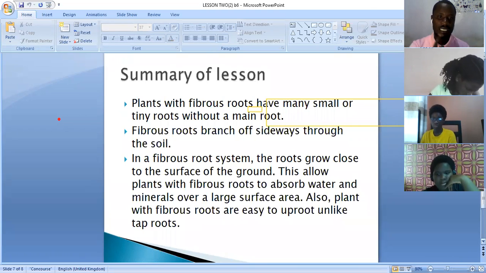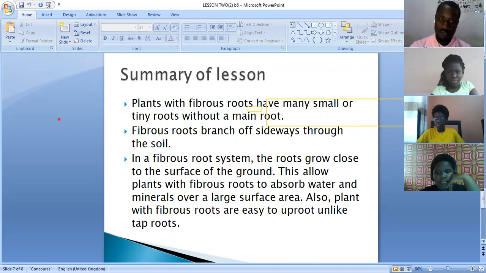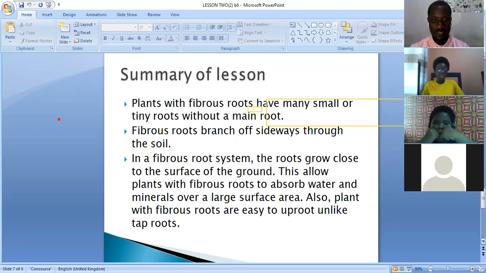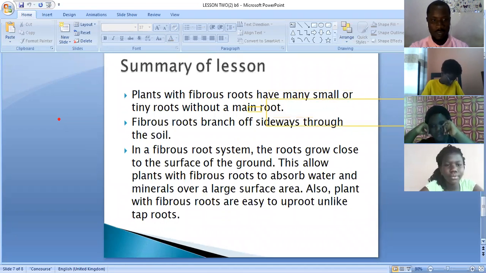So remember that any plant whose roots branch sideways and sit just at the second horizon of the soil are what? Taproots. Good. Any question to that, please? No, please. Okay, if there's no question, then let me call Oreku to read point 3 for me. Oreku, read for me. Point 3.